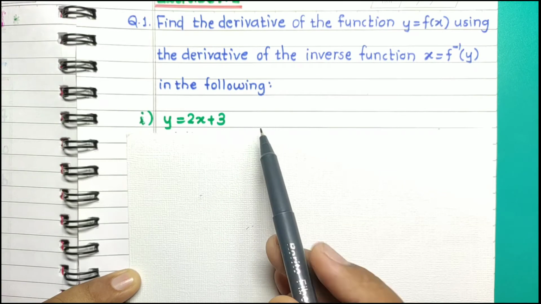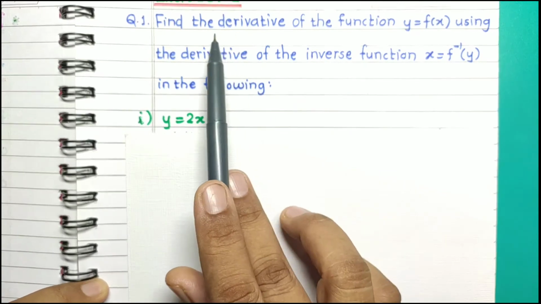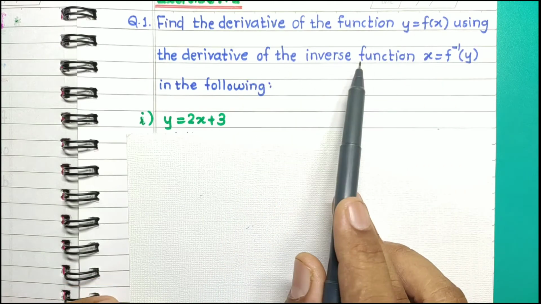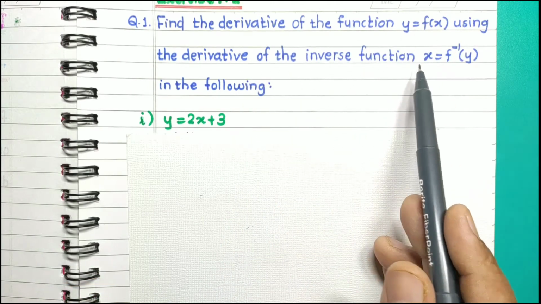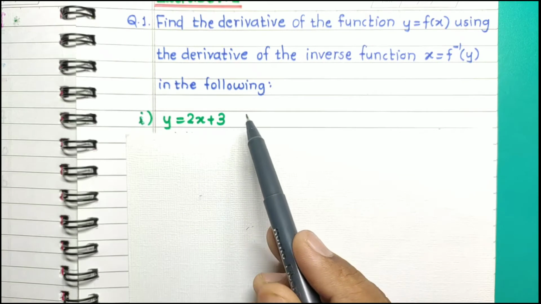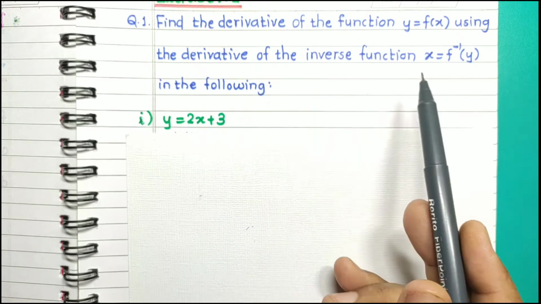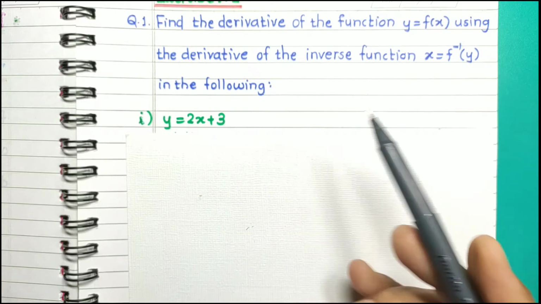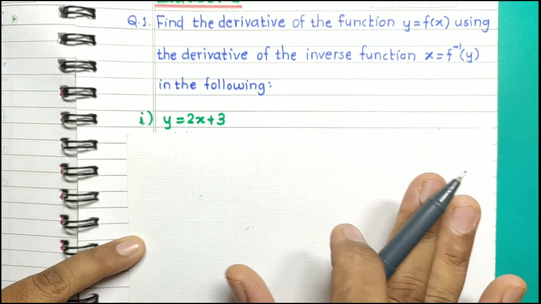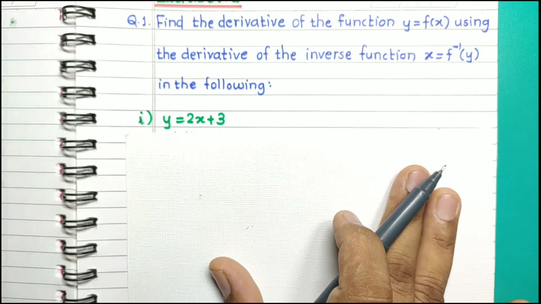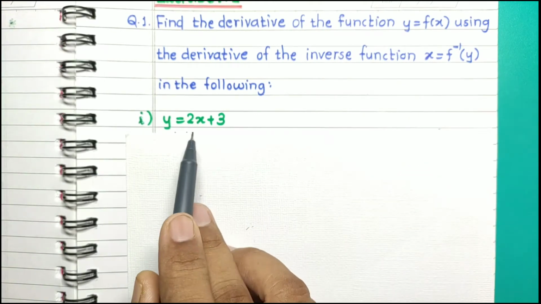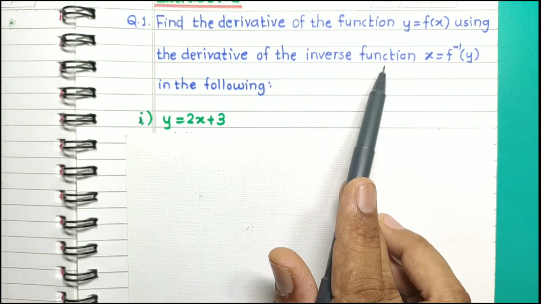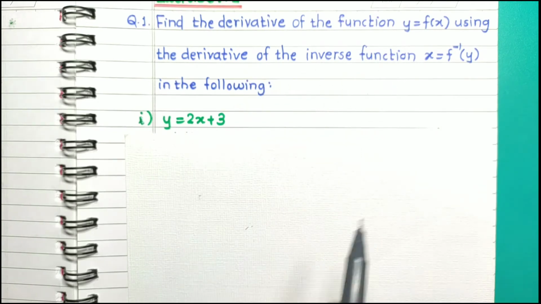Okay, but here the question is like, you find derivative of this function using derivative of inverse function. So we are going to use the result for derivative of inverse function to find derivative of this given y is equal to 2x plus 3 function. Even though we can find it directly, here as per question we are going to use derivative of inverse function to find its derivative.